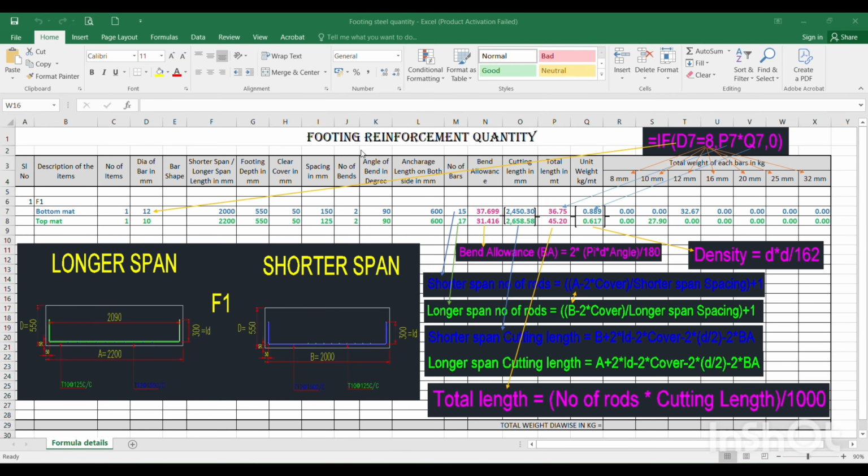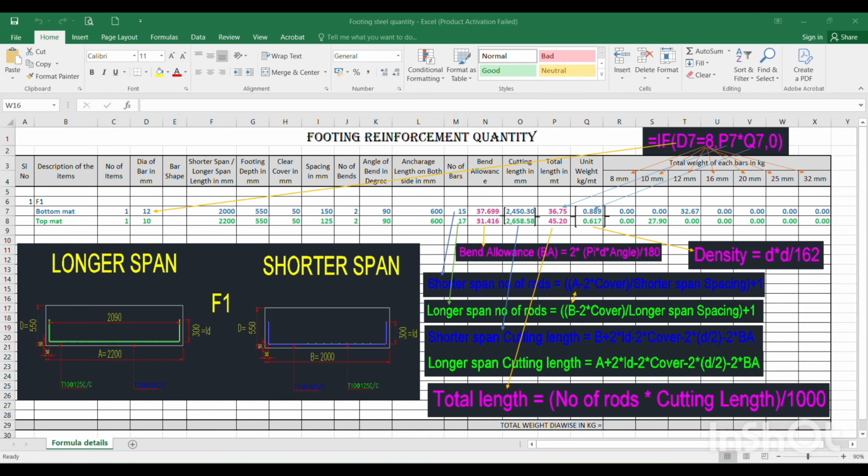Today I am going to explain the footing reinforcement formulas, how to generate them. I am showing in the Excel sheet what formulas are required for the respective cells. I have mentioned them over here with a color code.